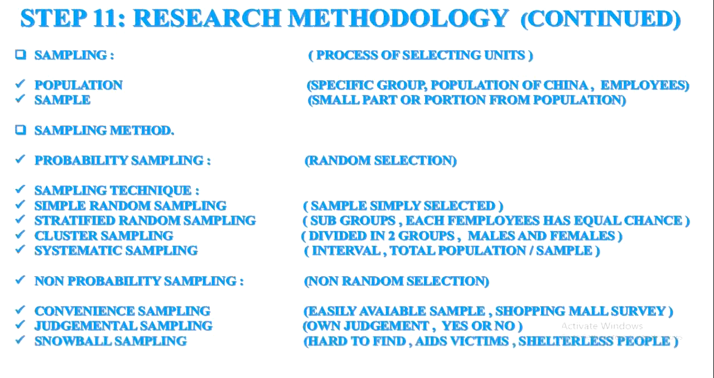Snowball sampling is used when the population is hard to find, such as AIDS victims or any disease victims or shelterless people. The last one is quota sampling, which is according to a preset standard; a quota is decided. Then from that quota, the sample of the study is selected.